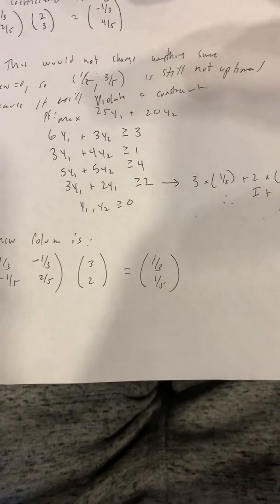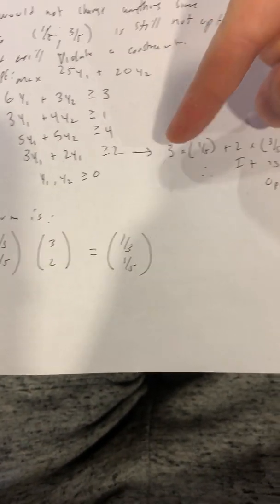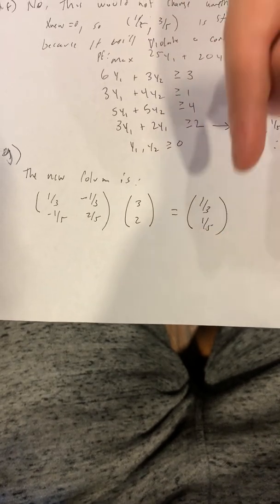we find that 1/5 and 3/5 actually still violates the constraint by the new constraint that's created. As you can see here, that 9/5 is not greater than or equal to 2. And again, in part G, we do a very similar thing here where we use the fundamental insight of b inverse times A equal to A star, and that equals 1/5 and 3/5, and that should be the new column.